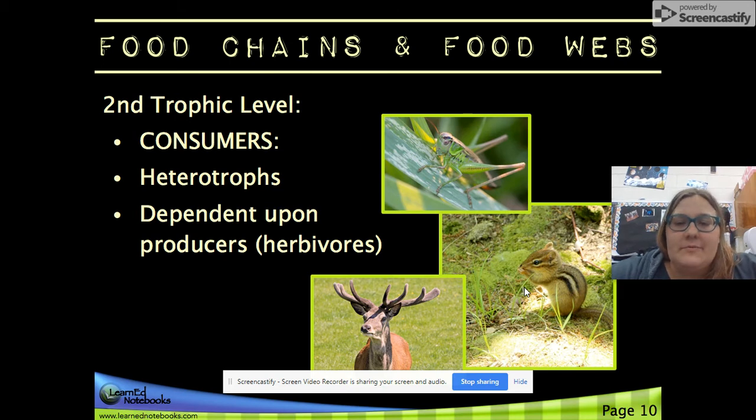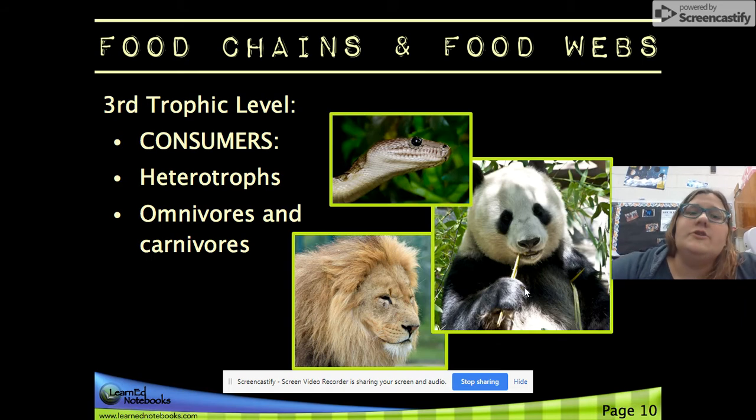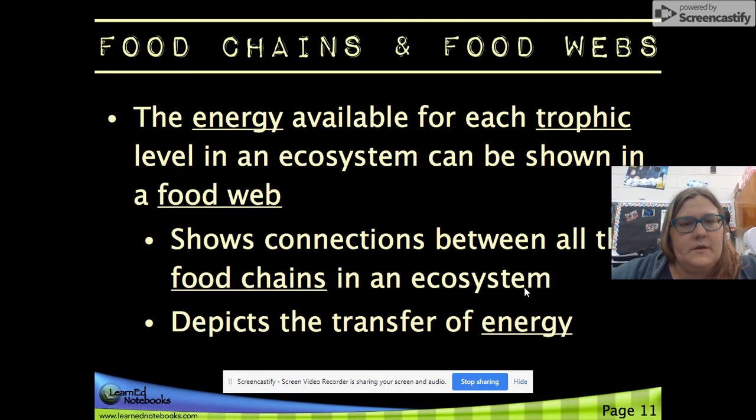So depending upon the producer, what are they eating? You can see grasshoppers, squirrels, deer. Those are all things that are eating grass. Cows, okay, or plants. Third trophic level is again going to be a consumer, a heterotroph, but now it's omnivores or carnivores. The other one can be omnivores too, depending on what plant it is. It's your snakes, your lions. I don't agree with panda. No, that's wrong.